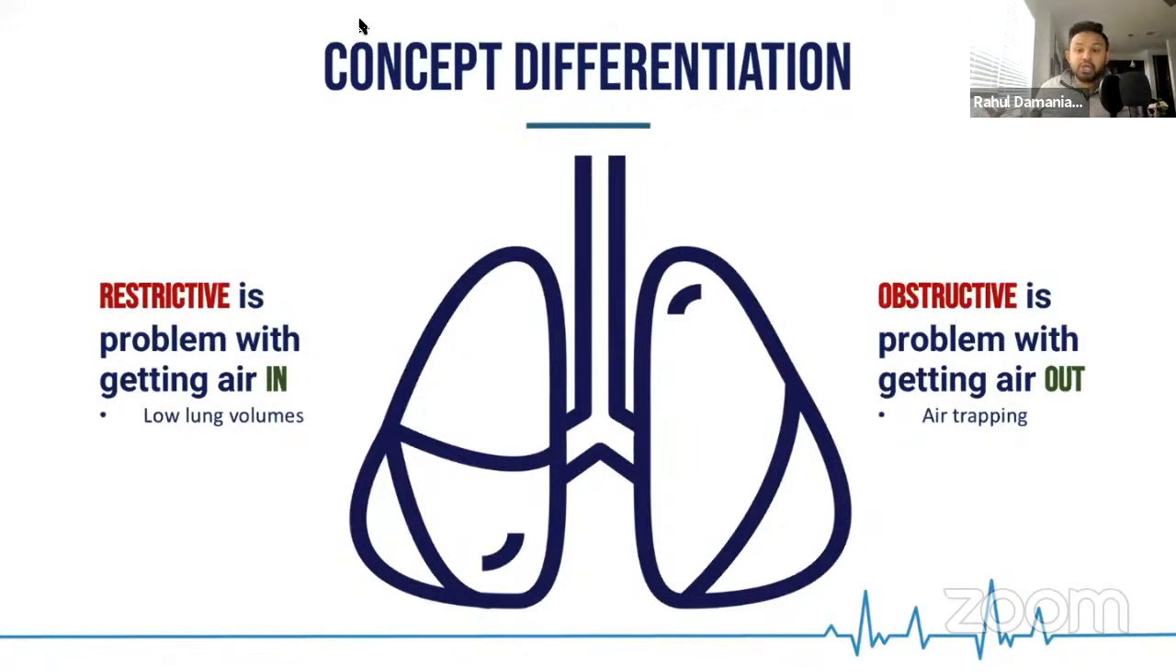Obstructive lung disease, you are going to have a problem with getting the air out. And that's why we call obstructive lung disease as having the tendency to air trap. Because if you can't get the air out, you're going to continuously trap air within the alveoli. And that's why patients are going to be hyper expanded on their chest x-ray.